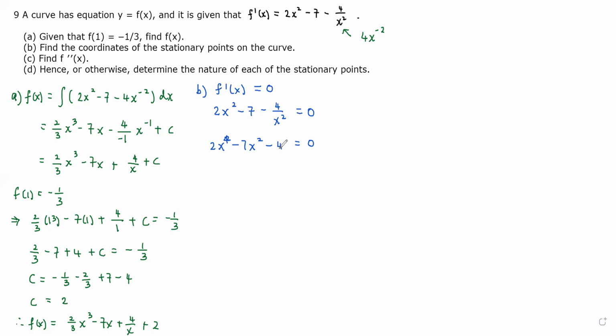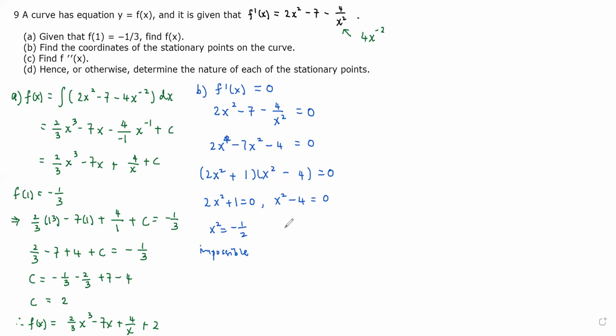This is actually a quadratic in terms of x squared, and we can factor this to be 2x squared, x squared here, and that is a 4 and 1. So 2x squared plus 1 and x squared minus 4 equals 0. To solve for x, we set 2x squared plus 1 equals 0, and x squared minus 4 equals 0. From this part here, we have x squared equals negative 1 over 2. This is impossible. The square of a number cannot be negative.